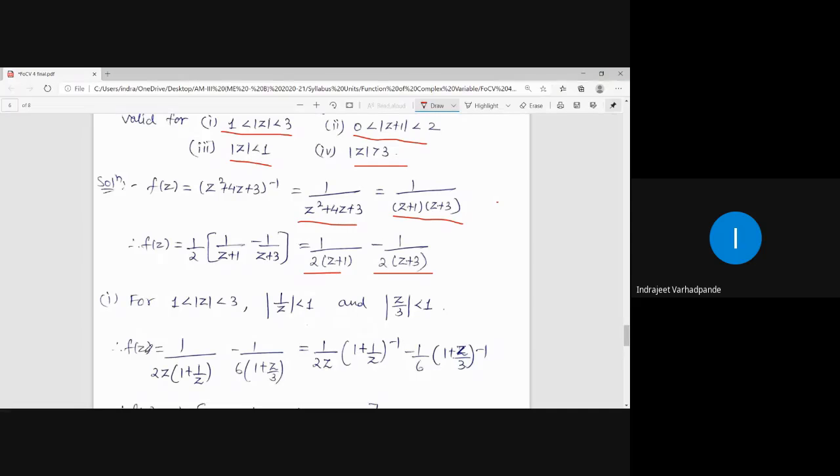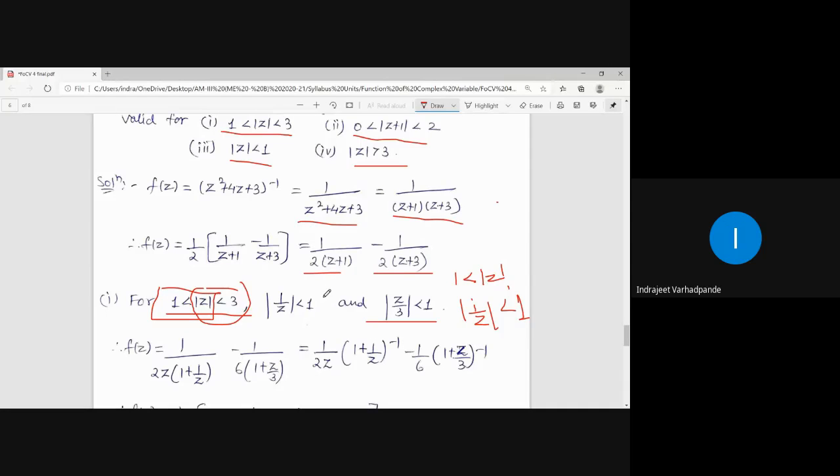Now what is our first region? First region is 1 less than mod z less than 3. I told you that we have to split this into two parts. One of the part is 1 less than mod z, another part is mod z less than 3. 1 less than mod z में क्या करना पड़ेगा? Mod of 1 by z less than 1, divide by z on both sides. ठीक है. और mod z less than 3 में mod of z by 3 less than 1.